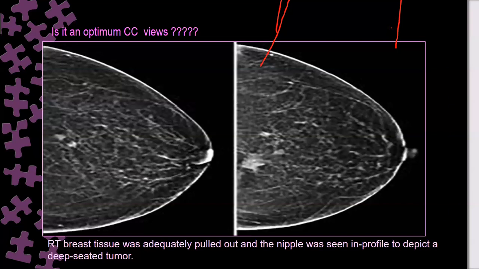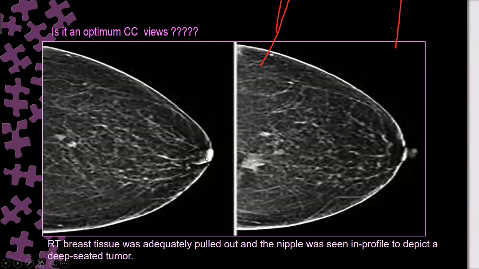What about this case? What is the difference here? Regarding the nipple? Yes. The right one, the nipple is not in profile. It is tilted a bit medially, dividing the breast into one third and two thirds. And the left one, it is still tilted a bit, but more centralized. More or less central. At least here it is in profile and pointing forward, straight and forward. Here is out of profile.